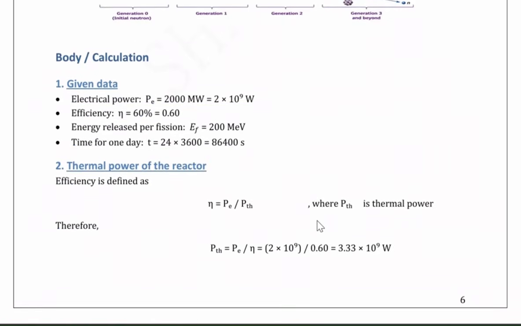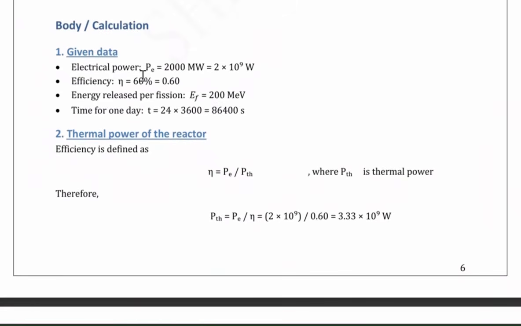Now the body part. The given data is: electrical power is 2 into 10 to the power 9 watt, efficiency is 0.6, that is 60%, energy released per fission is 200 MeV, and total time in seconds is 86,400 seconds per day.